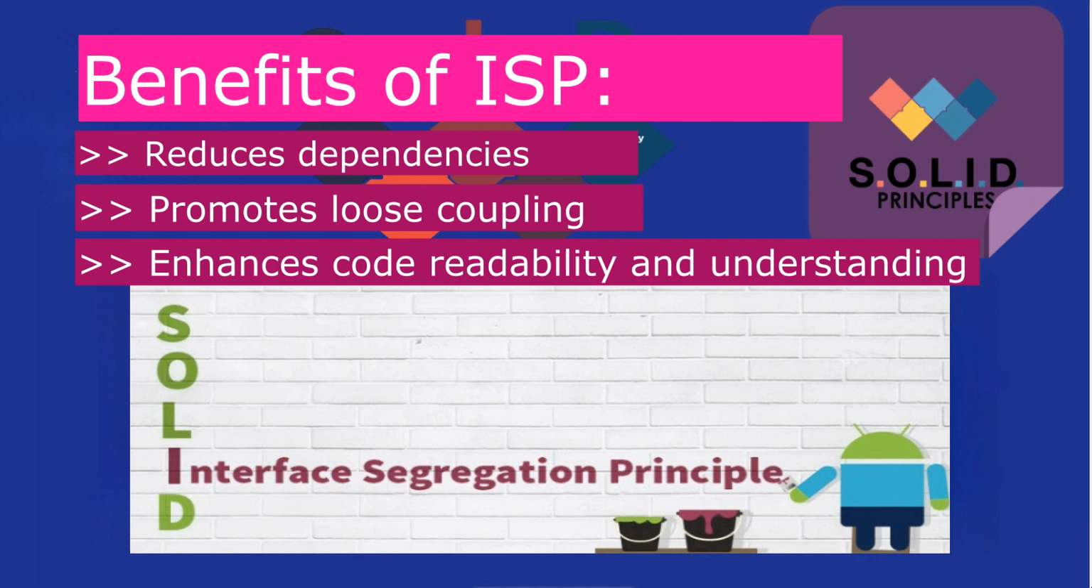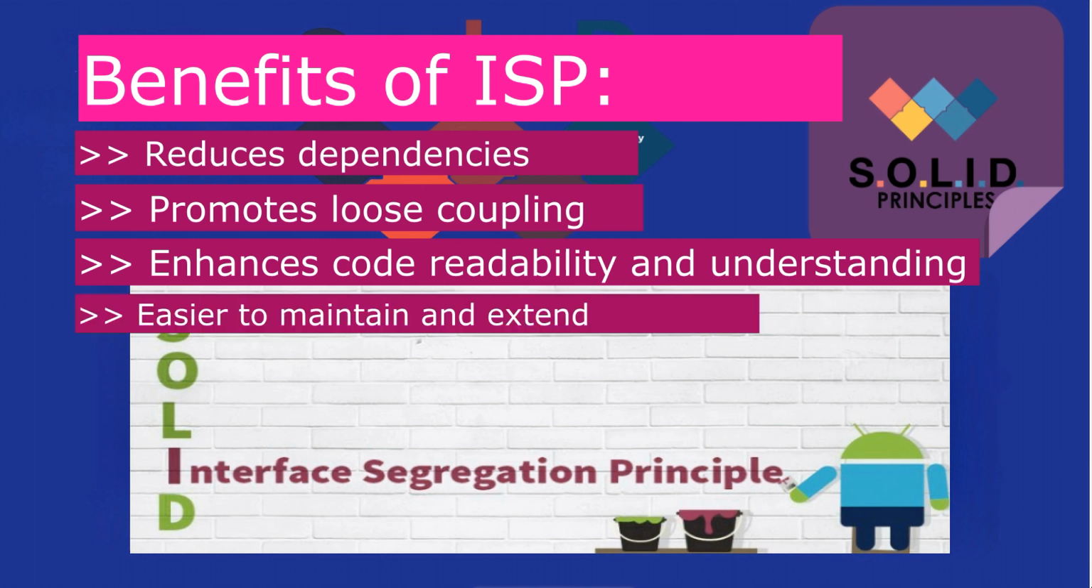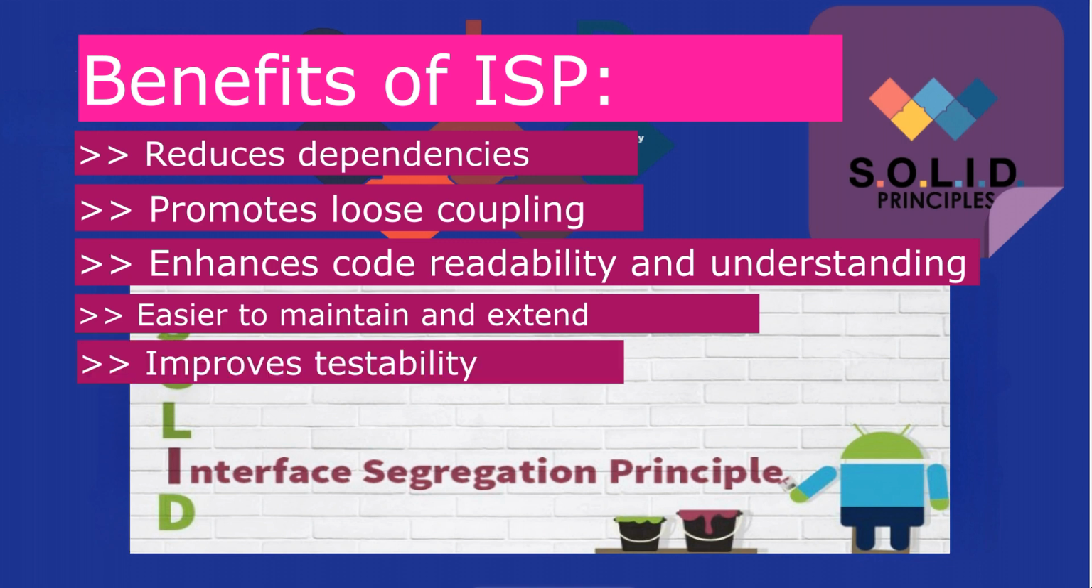Smaller interfaces clearly state what functionality a class should implement, making it easier to understand and describe the code. Fourth benefit is easier to maintain and extend. As classes only implement relevant methods, changes in one interface are less likely to impact unrelated classes, simplifying maintenance and extension. Next benefit is improved testability. Smaller interfaces lead to smaller and more focused test classes, making it easier to test individual components in isolation. So these are the benefits we have when we use the interface segregation principle.